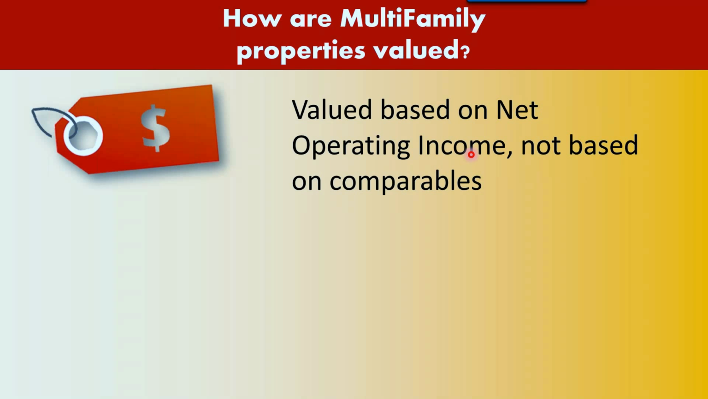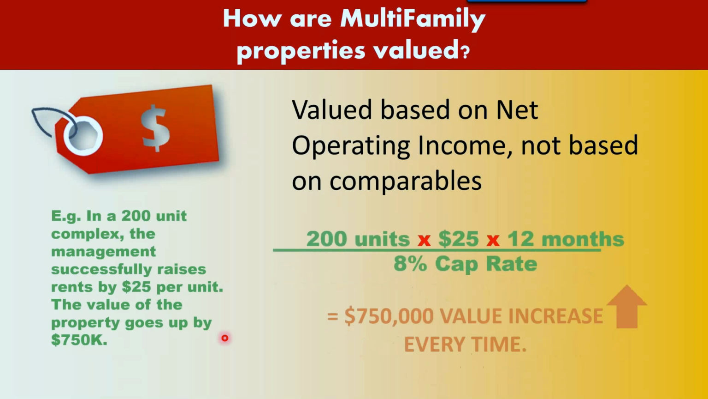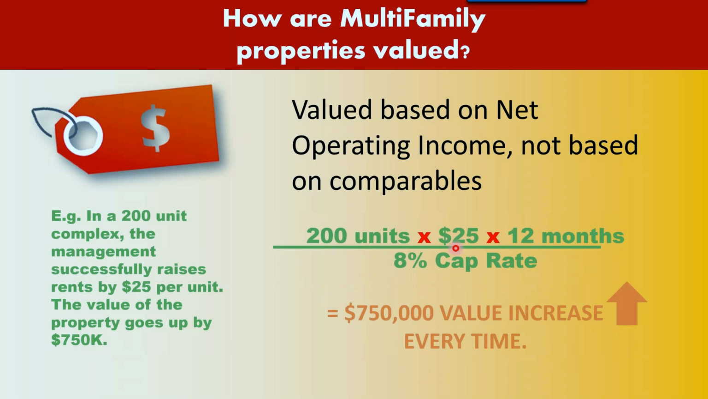And this slide is the true magic of multifamily. This is something that single family can never do. Here's an example. In a 200-unit complex, the management successfully raises rents by $25 a unit. That's all they did, $25 a unit. Instantly and immediately, the value of the property goes up by $750,000. All the time, every time. Here's why: 200 units multiplied by $25 a month, multiplied by 12 months a year, at an 8% cap rate. I won't go into cap rate in this particular webinar, but this is a fairly standard cap rate.